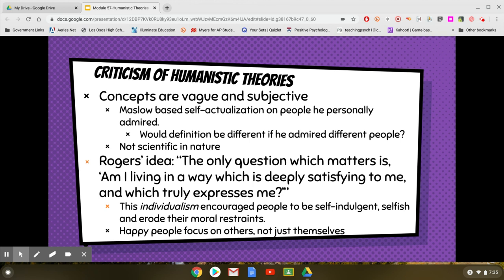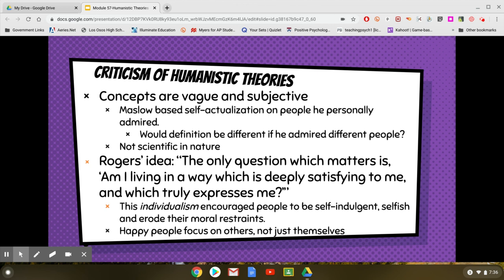Maybe he had a little bit different view of the type of person that he thought people should aspire to be. And two, it's not really scientific in nature. There's no way to verify someone's level of self-actualization because it's so individual.